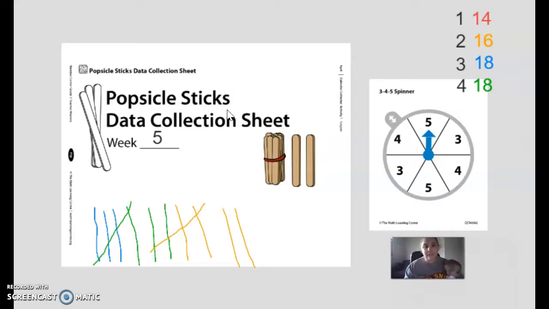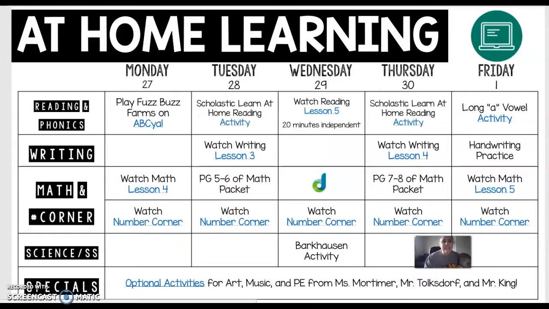So excited to see what we get tomorrow. Okay, today is Wednesday. Reading lesson 5: watch and follow the directions on there. Dreambox: remember, if you click on the Dreambox symbol right here, it'll bring you right to Launchpad, which you can log into and do Dreambox. Watch Number Corner like you are doing right now. Barkhausen activity, that is on Google Classroom. And remember your optional art, music, and PE activities from Miss Mortimer, Mr. Tolksdorf, and Mr. King.